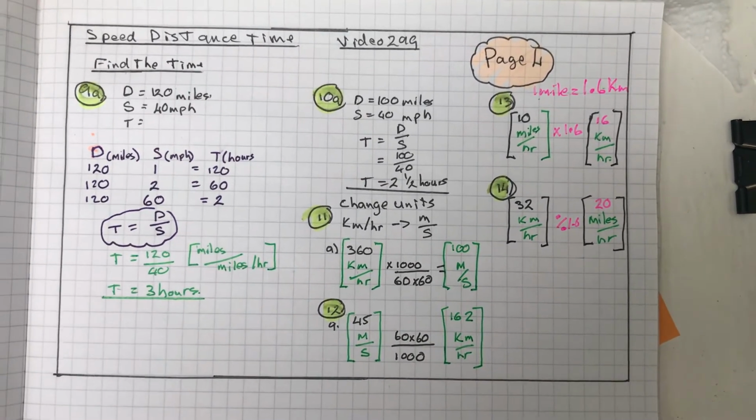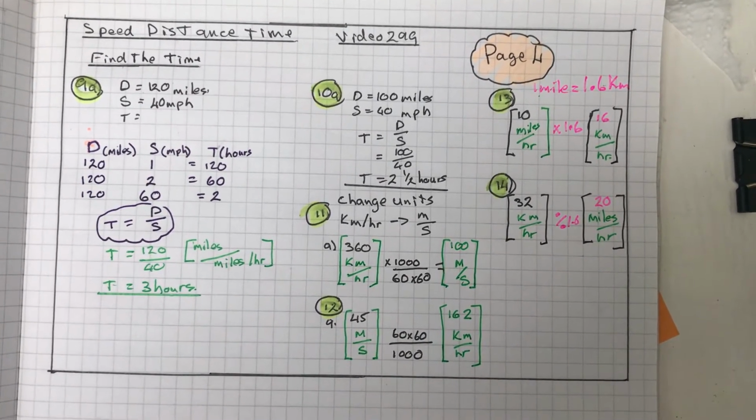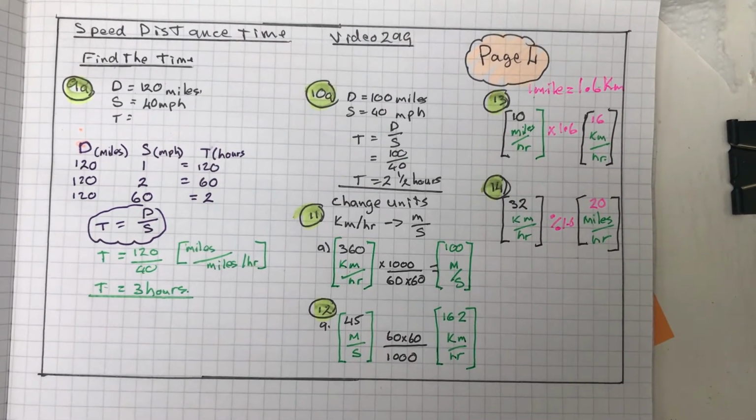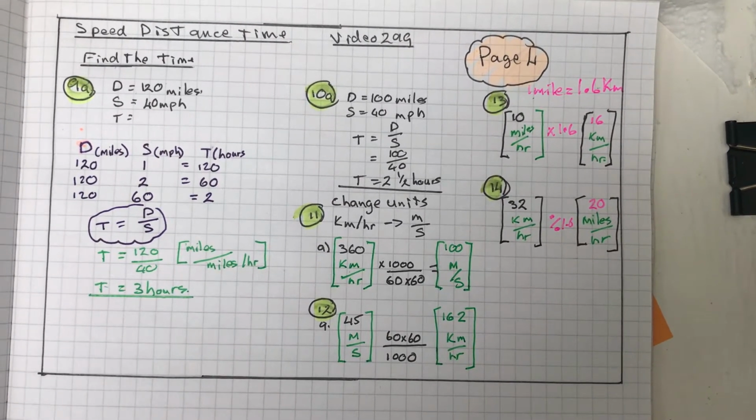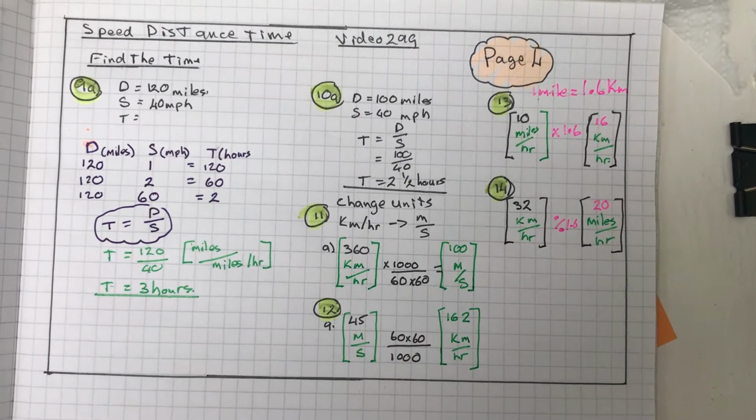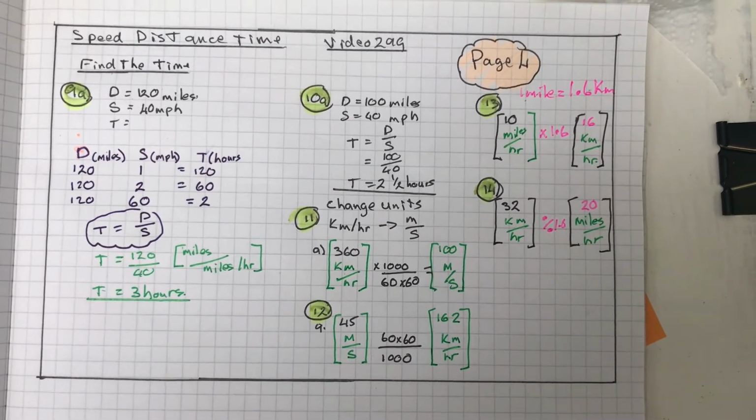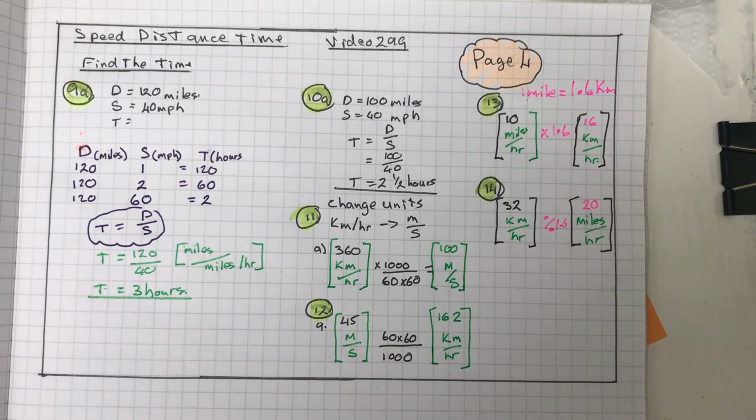Remember, for question 10, your units must be correct. There must be hours and hours. You can't have a mixture of hours and minutes. You must convert to decimal. Last 4 groups of questions, you've got to change the units.